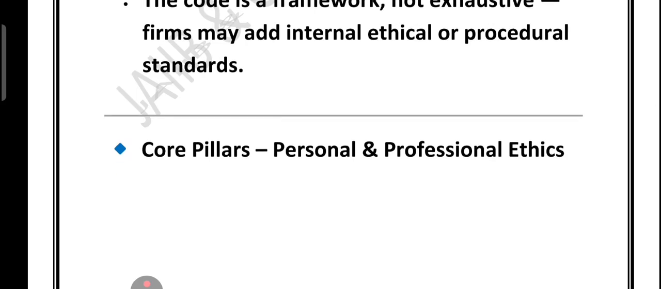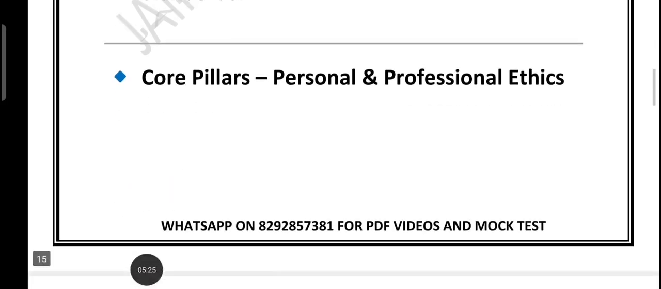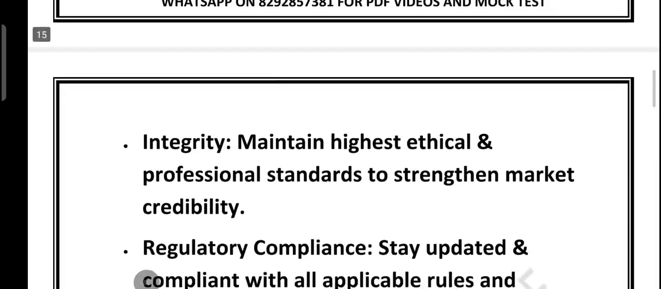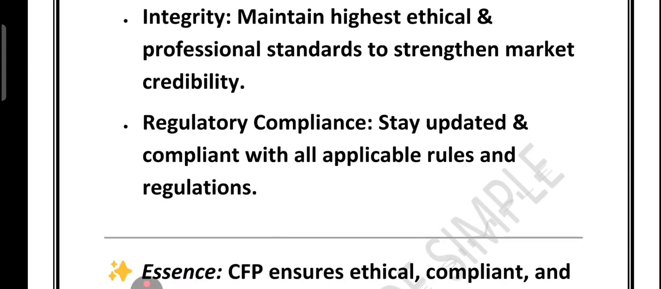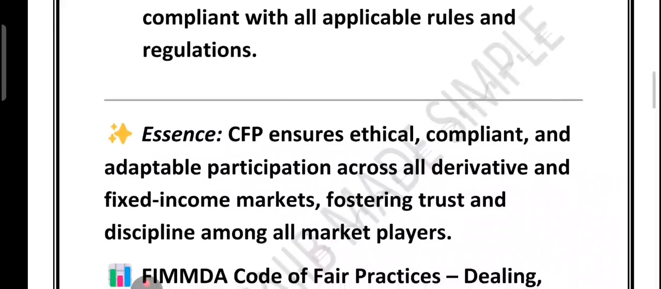Now friends, core pillar: professional and personal ethics. So the first thing is integrity. Integrity means every participant must maintain the highest level of ethics, honesty and professionalism. Regulatory compliance: the FIMDA Code of Fair Practice ensures that every player in the derivative and fixed income market acts with ethics, compliance and adaptability.